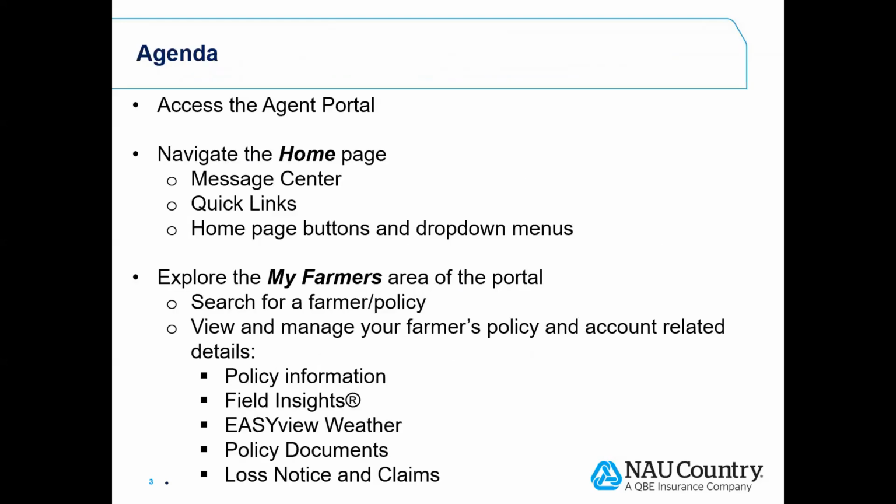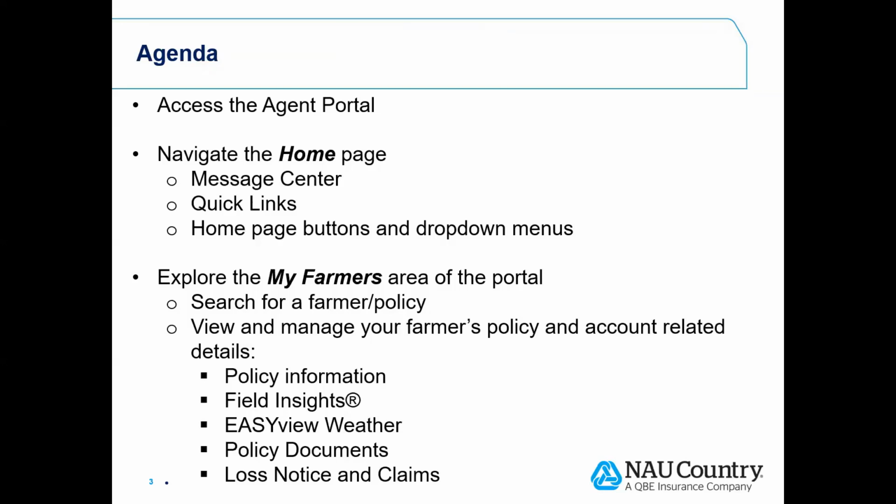All right, let's talk about our agenda. Really what we're going to be doing today is a good overview of all that the agent portal has to offer, and we'll be diving deep into certain areas. First of all, we're going to talk about how you can get started with the agent portal and how you can access it. After that, we'll talk about how you can navigate the home page, and that's going to include a little bit of a deep dive into the message center, the quick links, as well as homepage buttons and drop-down menus. From there, we are going to explore the My Farmers area of the portal, which is just chock full of great information.